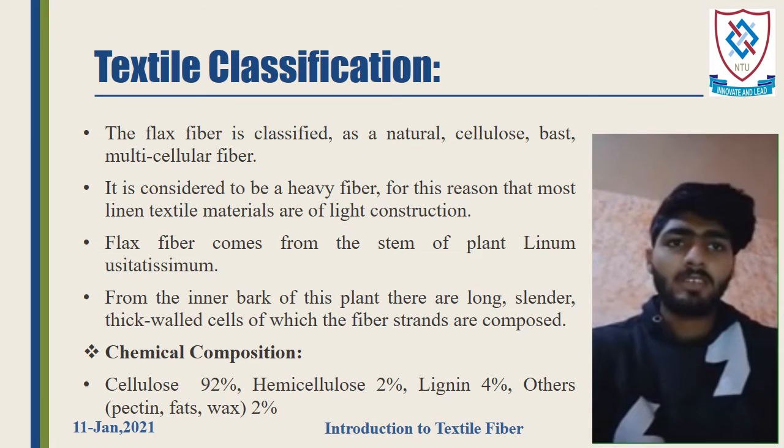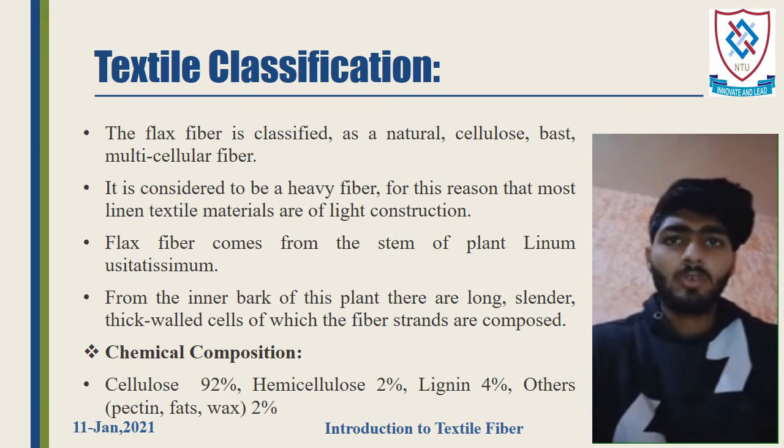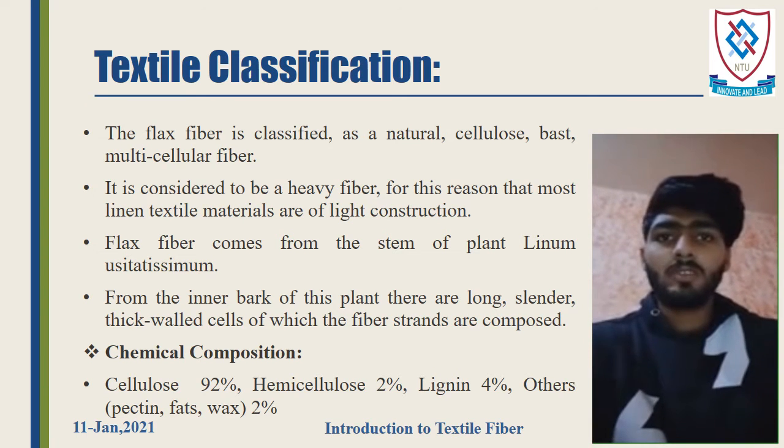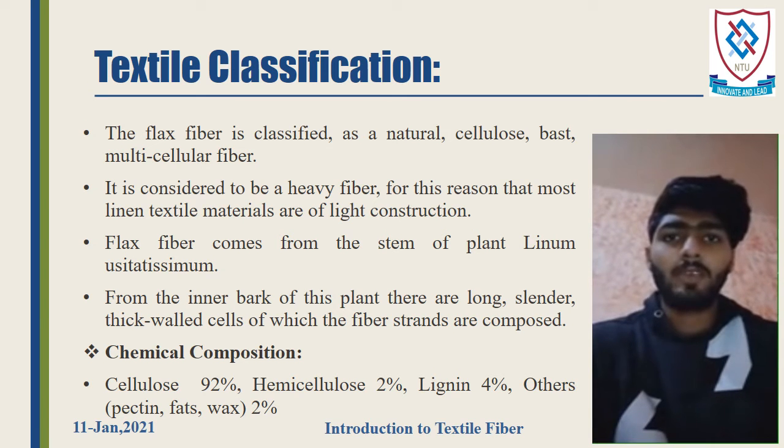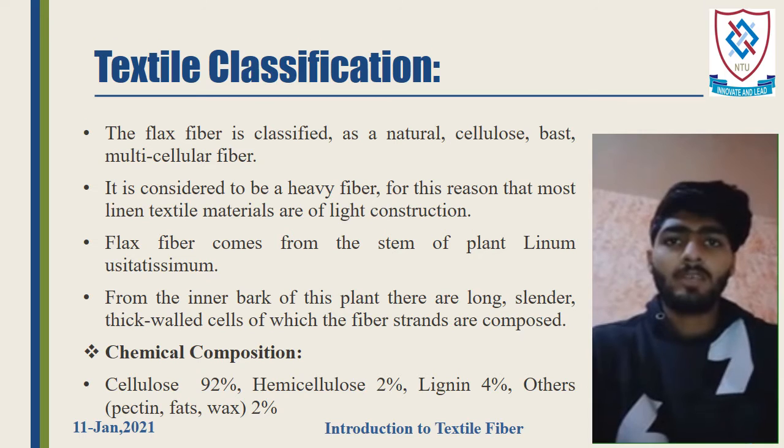The strands are composed of the inner bark of the plant, which are long, slender, thick-walled cells. As we talk about the chemical composition, it is 92% cellulose, 2% hemicellulose, 4% lignin, and other things like pectin, wax, and fats are 2%. So its chemical composition is mostly cellulose. It means it is a cellulosic fiber.